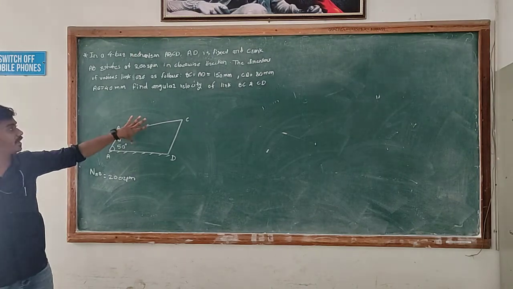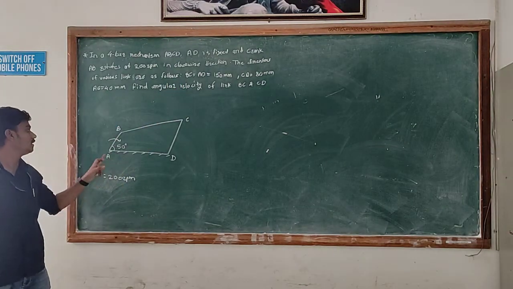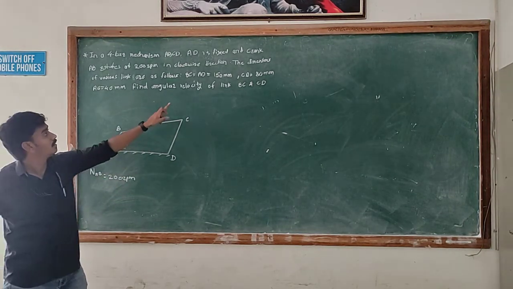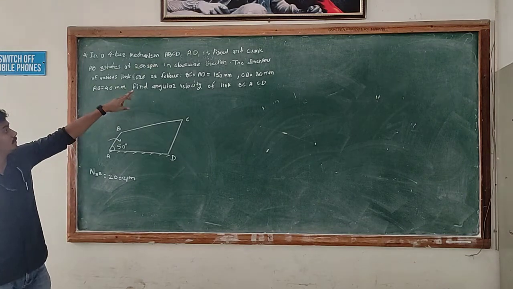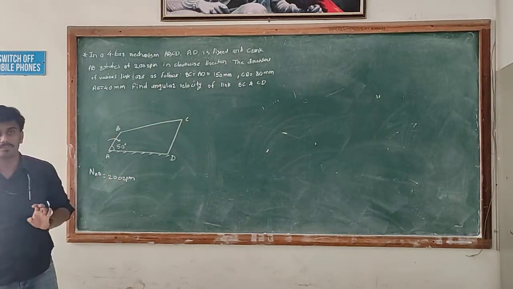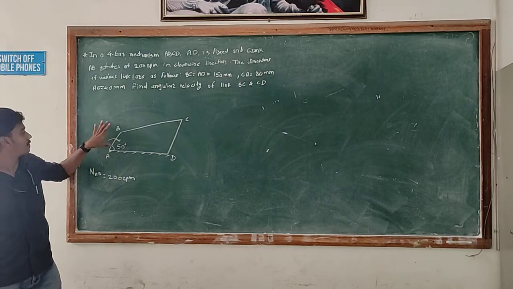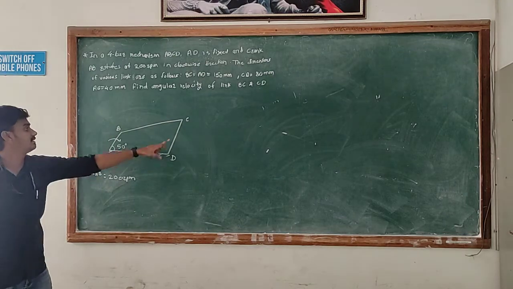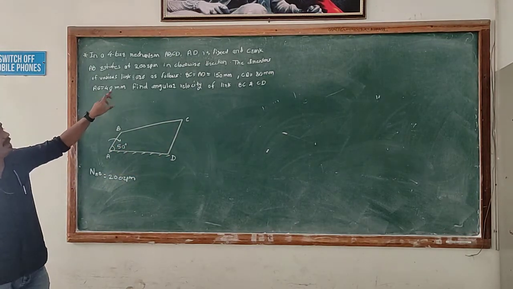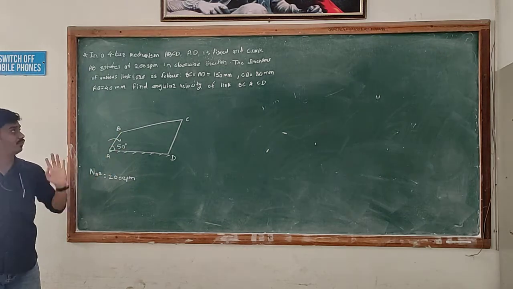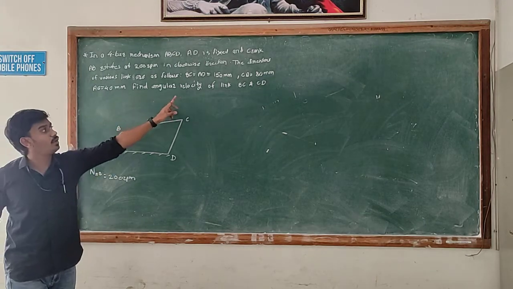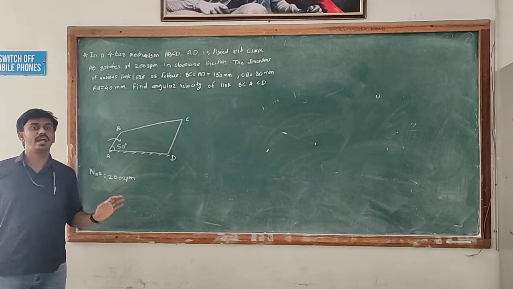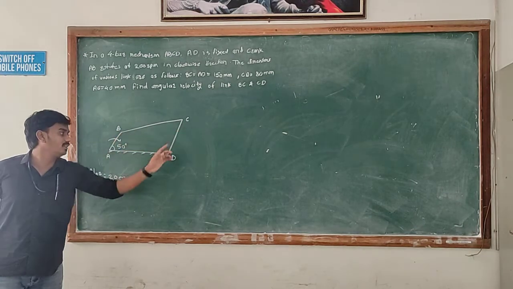They have given the dimensions of the various links: link CD is equal to 80 mm, BC is equal to AD is equal to 150 mm. The length of BC and AD is 150 mm, CD is 80 mm, and link AB is 40 mm. Find the angular velocity of the links BC and CD.